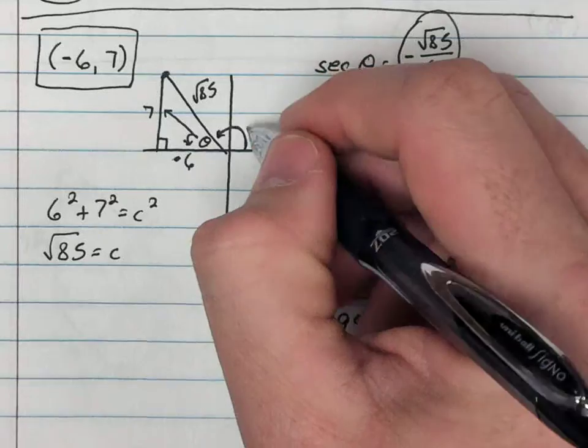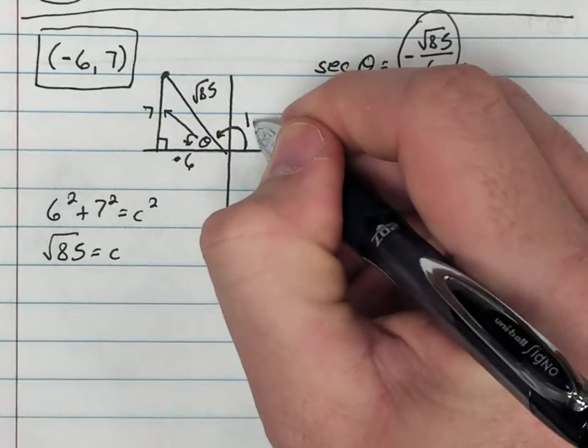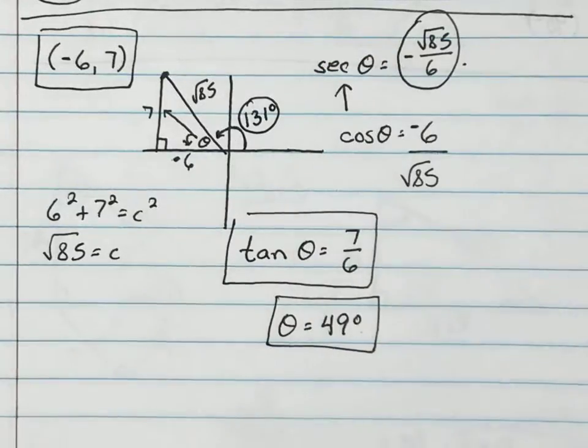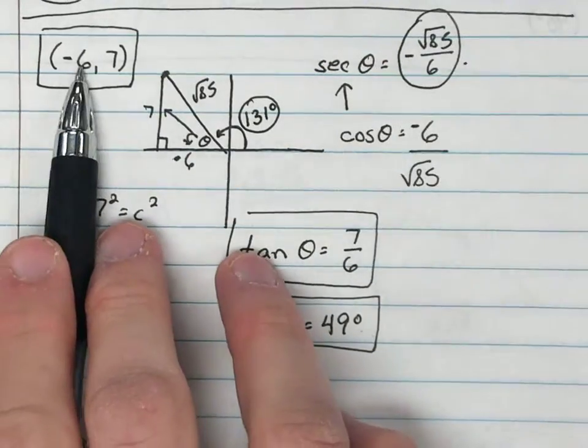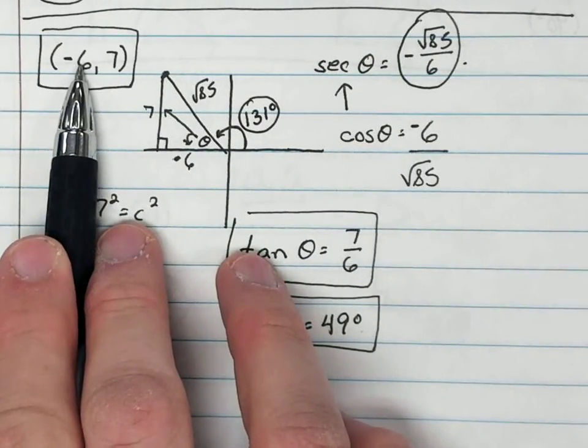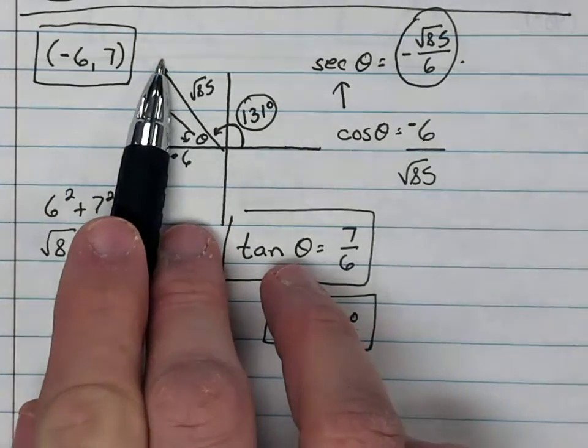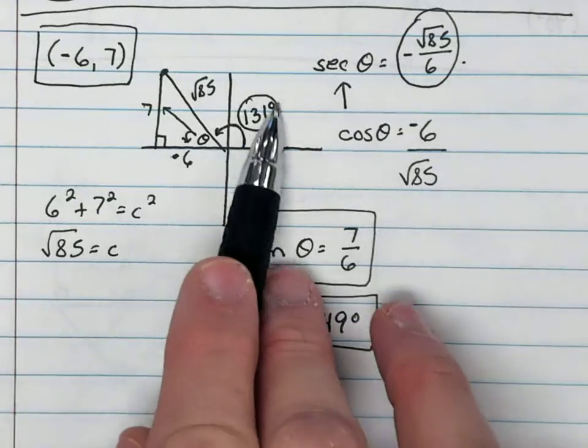So can somebody tell me what this would be? 131, right? Subtract it from 180. So if you're at the point -6, 7, the terminal side that passes through that point will have an angle of 131 degrees.